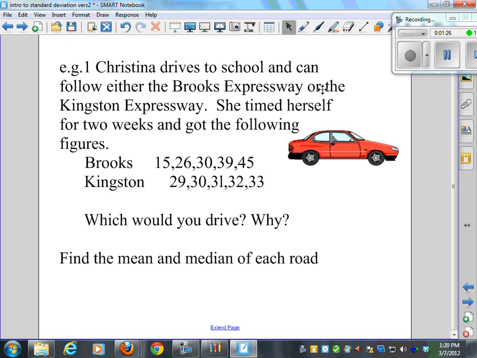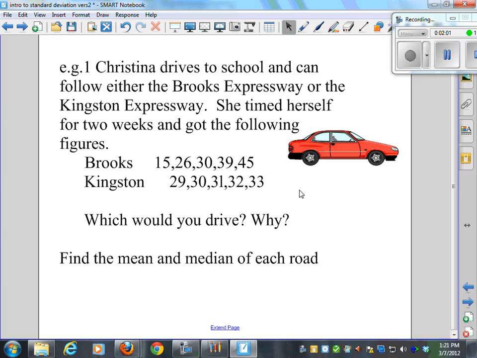Which one would you drive? Kingston. You would take the Kingston, Stephen. Can you explain? Because the average is 31. And I said the average for the other one would be. You haven't looked at the middle. You're just looking at the middle one? How did you get here in 15 minutes? Well, bad traffic, a traffic jam, who knows? Maybe it was a holiday that day. Who knows, right?